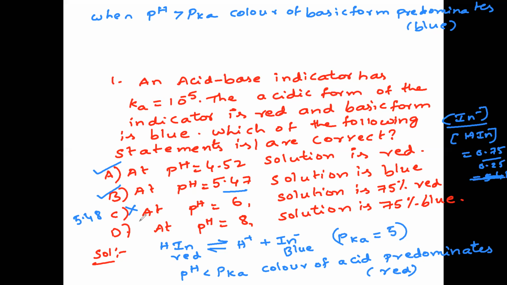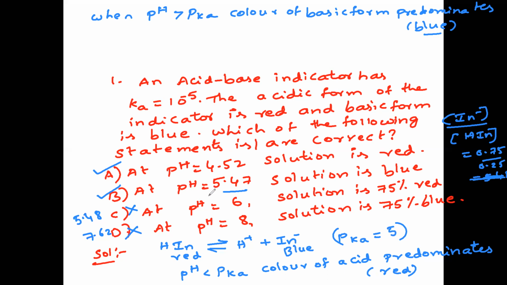Similarly, the statement in D is also wrong. So A and B are the right answers, and C and D are wrong statements. It is around 7.62 and the solution is 75% blue. But here they have given exactly 6 and solution 75% red. It is wrong. So when pH is greater than pK, the color of the basic form predominates, so blue color.